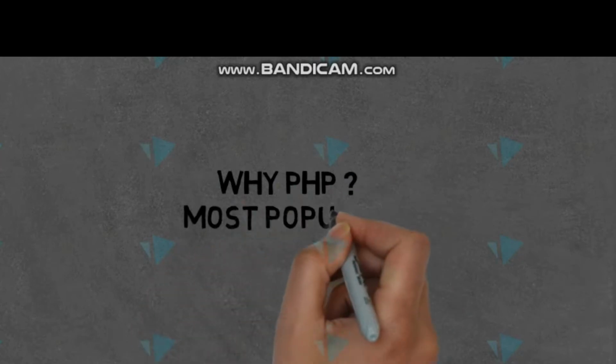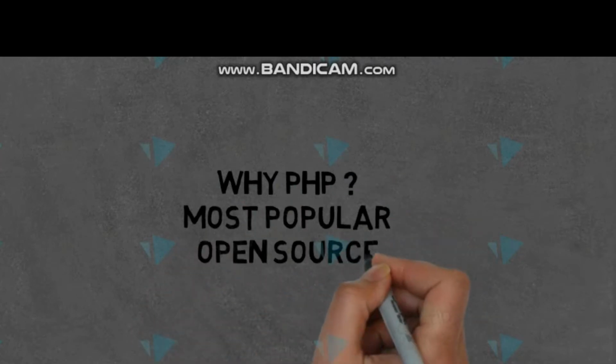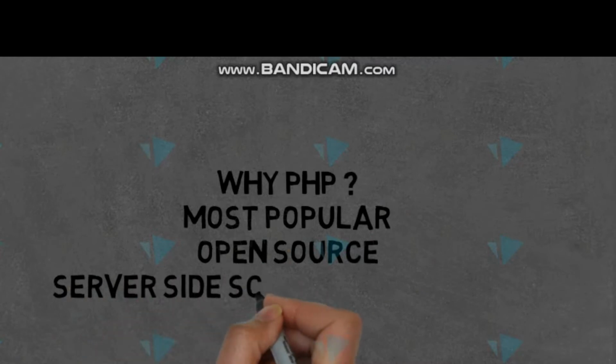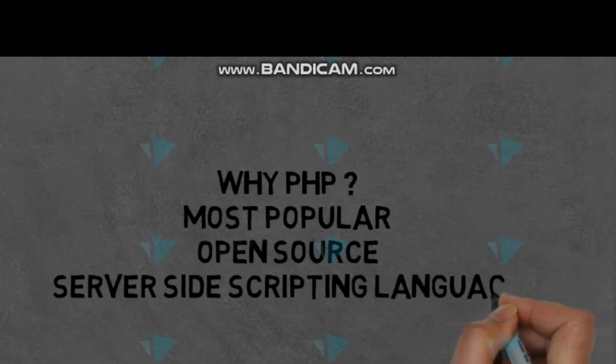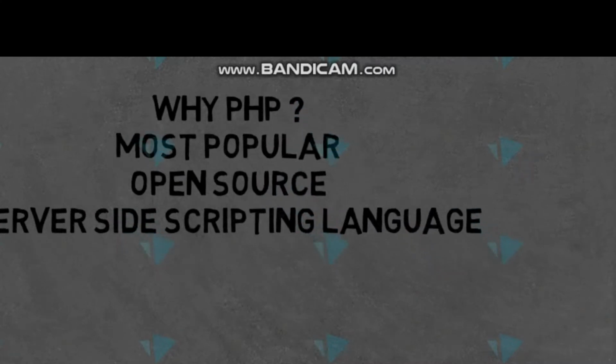PHP is one of the most popular open source server side scripting languages for developing a web application. Most popular means 10 million plus websites are using PHP. Many of the world's largest and fastest growing organizations like Facebook, Wikipedia, Google, Yahoo, WordPress are using PHP. Second one is open source. We already know open source means the original source code is freely available for use, read, modify, and extend. Last one, server side scripting language.